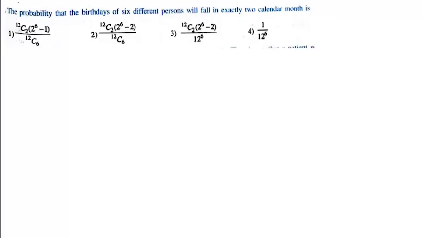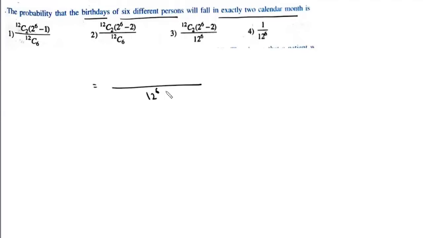Now we need to find the probability that the birthdays of 6 different persons will fall in exactly 2 calendar months. Now the total number of ways, for each person we have 12 choices. So it could be any one of the 12 months. So there will be 12 into 12 into 12, 6 times. So 12 to the power 6.